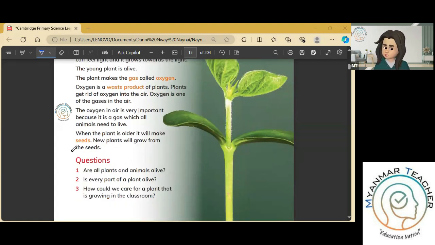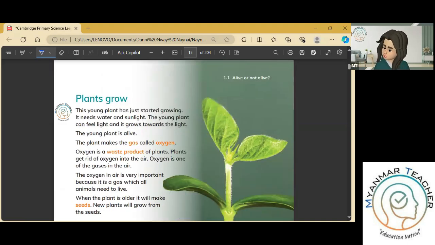Questions. Number 1. Are all plants and animals alive? The answer is yes. They are all alive. Is every part of the plant alive? Yes. They all grow. The leaves grow. They grow bigger.